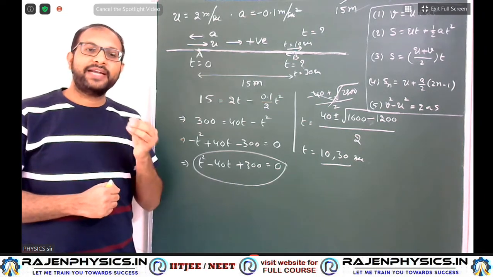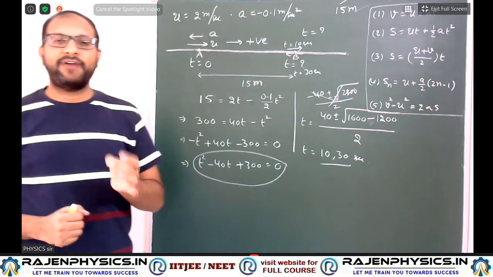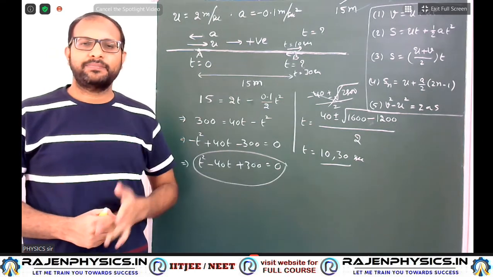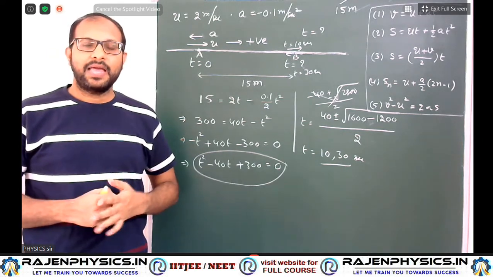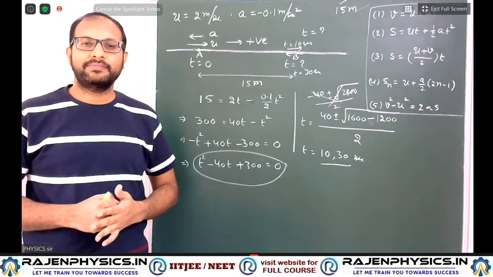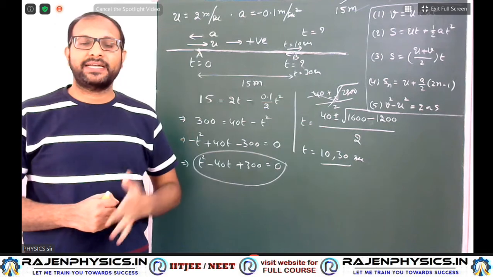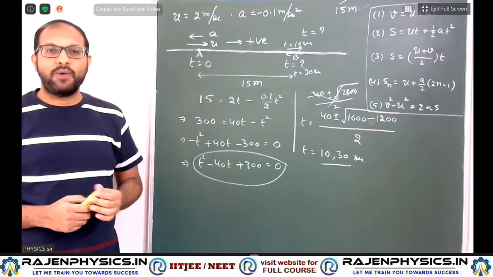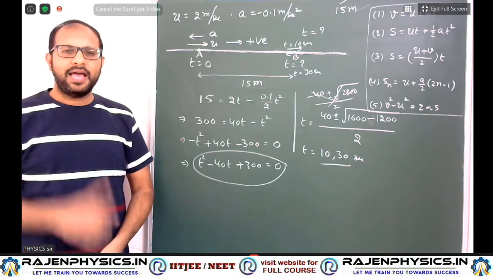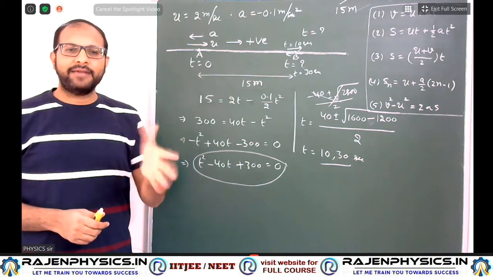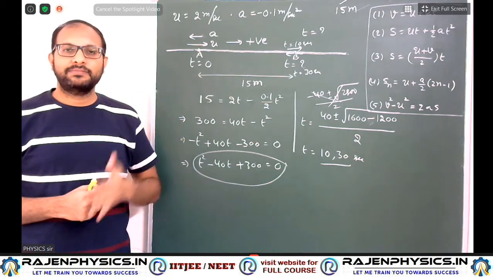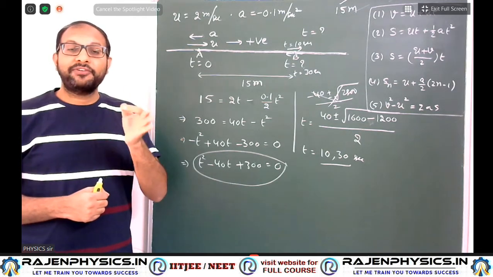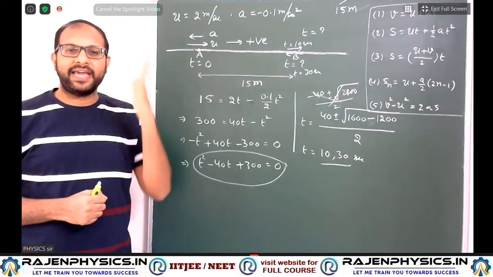Then find the times at which body is at a distance of 15 meter from the position A. Now answers required. Students, think again about the problem. Find the times at which body is at 15 meter from the point number A. This is the question.